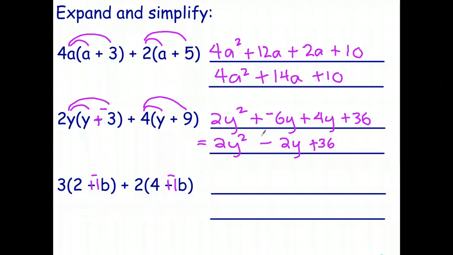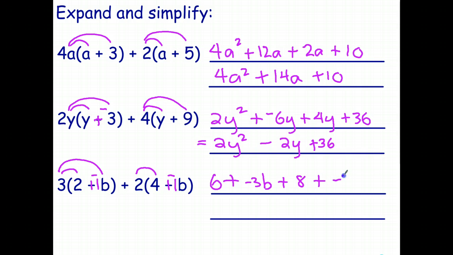Okay, let's try the third one. Once again, I've already changed all of my subtractions to plus negatives. So 3 times 2 is 6, plus 3 times negative 1b. Well, 3 times negative 1 is negative 3b, plus 2 times 4 is 8, plus 2 times negative 1b. 2 times negative 1 is negative 2b.